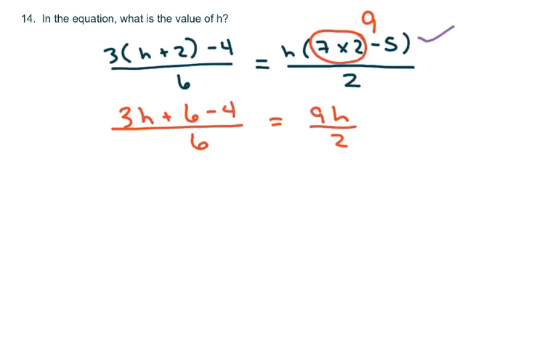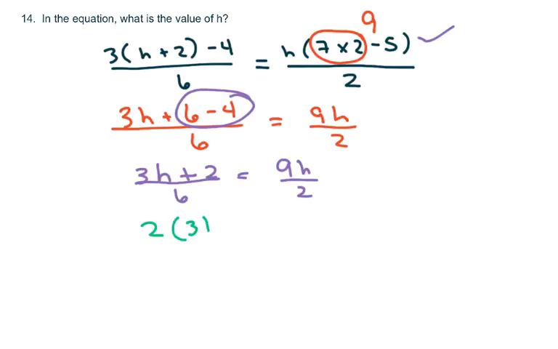All right, it kind of simplified the right side. Let's clean this side up. 3h plus 2. I added those two. Equals 9h over 2. And now I'm just going to cross multiply. And this is over 6, forgive me. So when you cross multiply, you get 2 times 3h plus 2 equals 54h. And simplify that further. 6h plus 4 equals 54h.